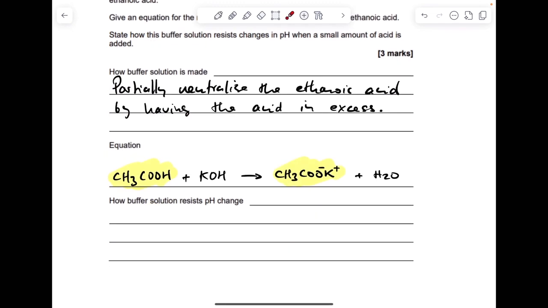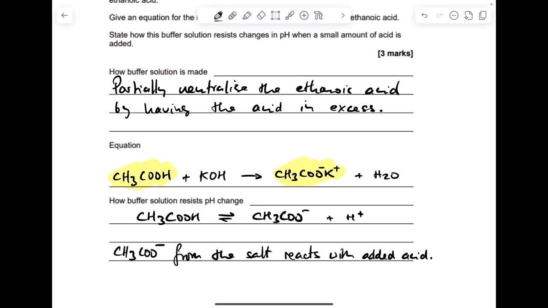So moving on to the last part: state how the buffer solution resists pH changes when a small amount of acid is added. What we need to focus on is the actual buffer system. There's the equilibrium at play when the buffer's working. If you add acid to this, you're increasing the H+ ions. So basically the buffer uses this negative ion to react with the added H+ ions. So we just need to say something like that: the CH3COO- ion from the salt reacts with the added acid.